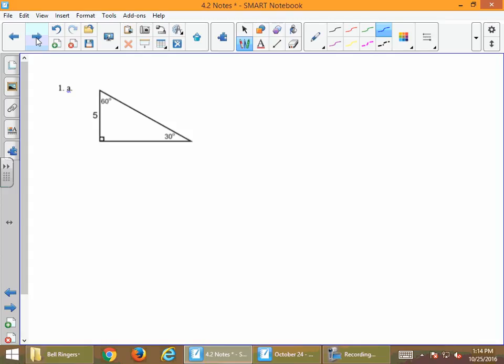To get our hypotenuse, what do we have to multiply our short leg by? Because when we're multiplying, we're going from small to big. 2. So to get our hypotenuse, we just have to do 5 times 2, which is what? There you go. Got your hypotenuse. To find the long leg, what do we have to multiply our short side by? What goes around the 3? Radical 3. When we say we multiply by radical 3, we literally just say 5 radical 3. Done.